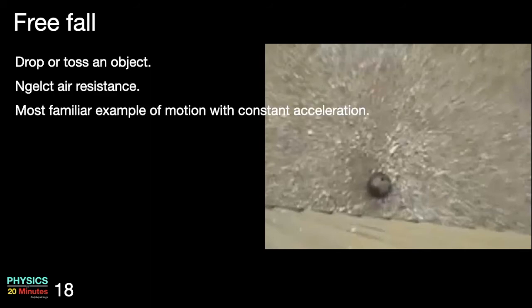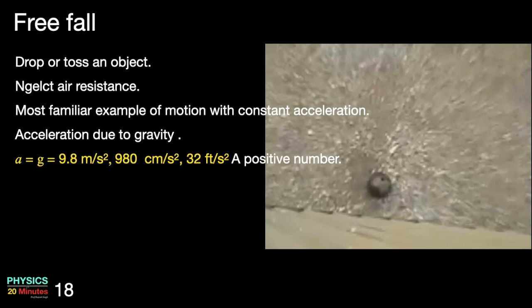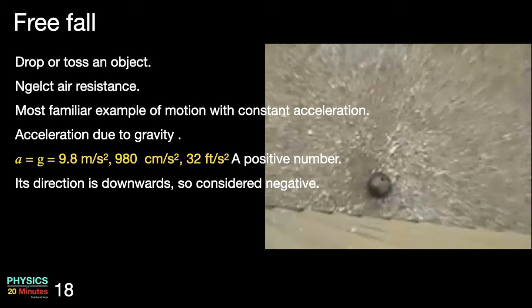These freely falling bodies are the most familiar example of motion with constant acceleration. Here the acceleration is acceleration due to gravity, its value is 9.8 meter per second square or 980 centimeter per second square or 32 feet per second square, depending on the system of units you are using. Remember, it's a positive number. It is represented by small g. Generally, in our perspective, it points downward, so mostly considered as negative.